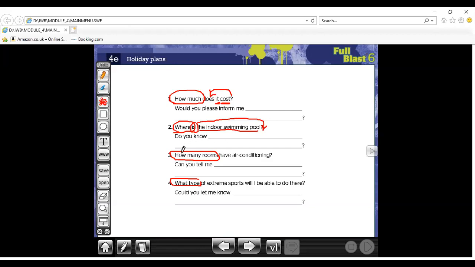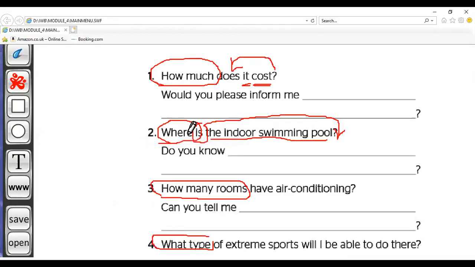I say, do you know where the indoor swimming pool is? Let's look at the third. How many rooms? Can you tell me? Number 1, I write how many rooms. Yes? Okay.